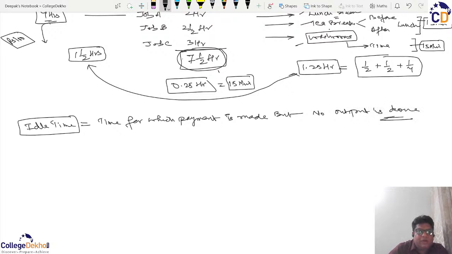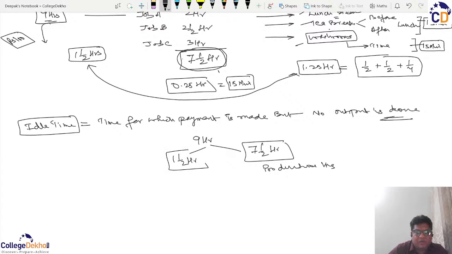So, in the above scenario, the 9 hours में से जो आपकी output है, that was only for 7.5 hours, which was presumed to be productive hours. And this balance of 1.5 hour is the time period which is non-productive, but still the payment has been made, and which we use the word idle time. So this 1.5 hour is the idle time for which though the payment is made, but no work is done.